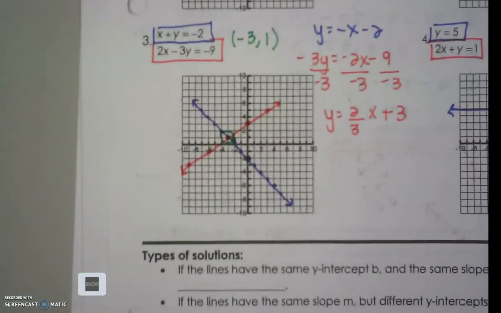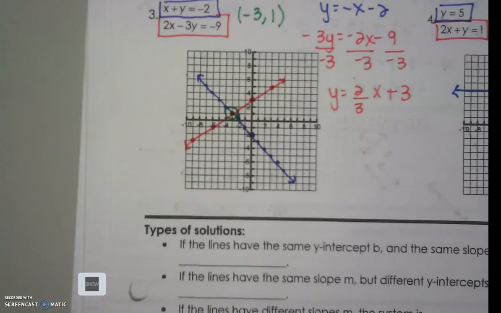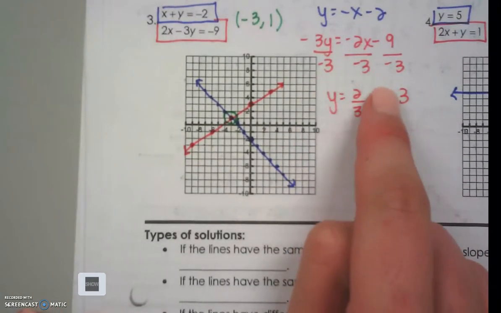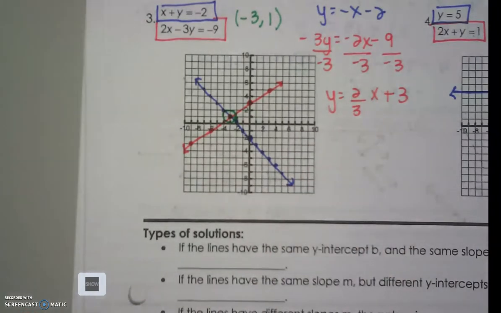Here's the answer to number 3. I had to graph this equation in blue. When I solved my second equation, I'm going to leave that answer, that slope, as a fraction, so I can count rise over run a little bit more easily. That point of intersection is at negative 3, 1.